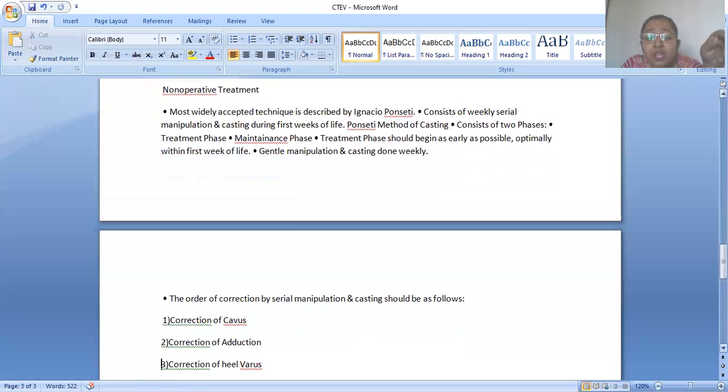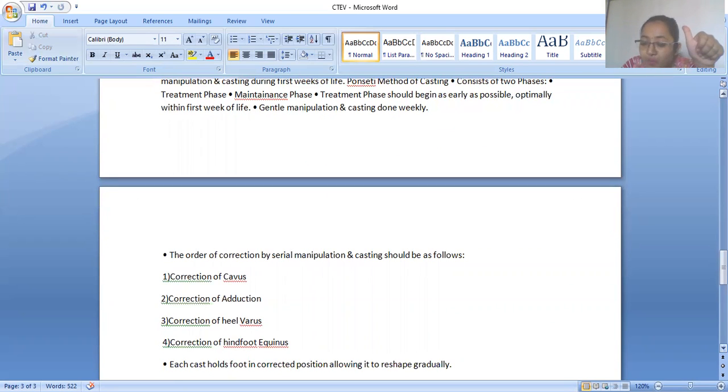Then again the manipulation and correction will be done, and casting applied again. So the order of correction by serial manipulation and casting should be as follows. First, the correction of cavus if the cavus is present. Then the correction of adduction if adduction is present. Then the correction of heel varus if heel varus is present. And at last, the correction of hind foot equinus. If there is only hind foot equinus, we will go for correction of that only. But if it is complex, and the talus and other bones are misaligned or rearranged, we will go through the whole procedure.